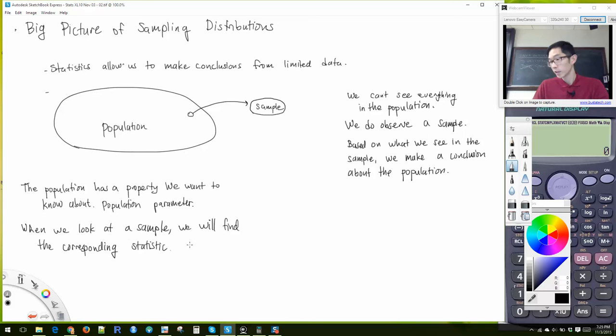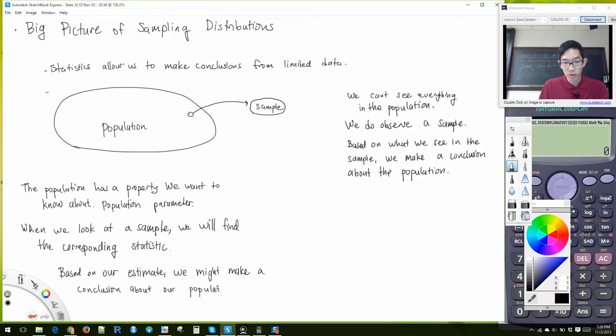Okay. And based on the statistic that we find, which is our estimate, we might make a conclusion about the population. So the corresponding statistic, I'll say this is an estimate.